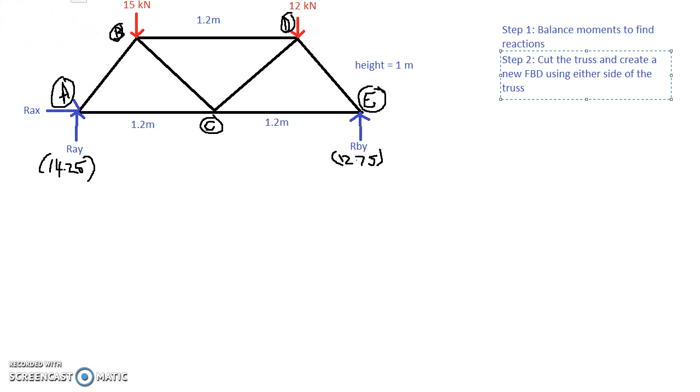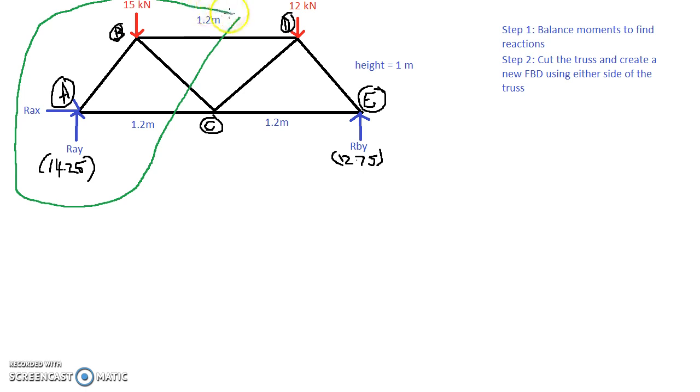So my cut's going to look just like this. Here we go. Let's do it in green. I'm going to make a cut right through those members. Okay? So we're going to take this half of the truss and we're going to recreate that free body diagram, but we're going to have to include the internal tensions of these trusses in our free body diagram.